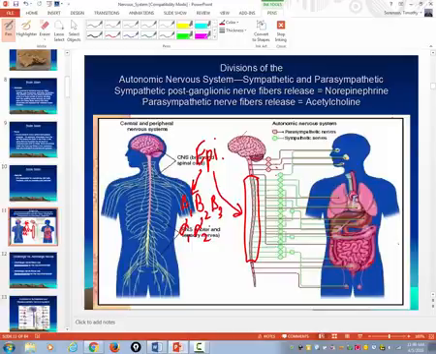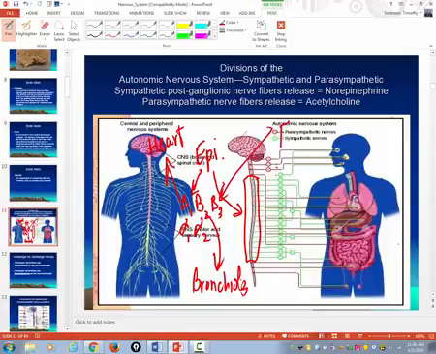And you find beta 1 where? Primarily, the heart. Beta 2, in the bronchioles. And then beta 3, you find them in fat cells in the liver.